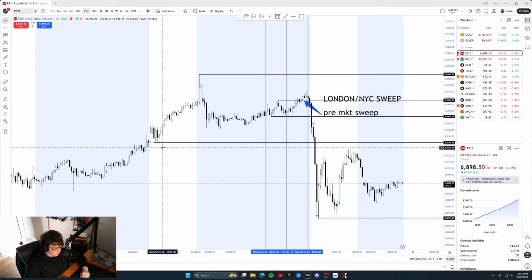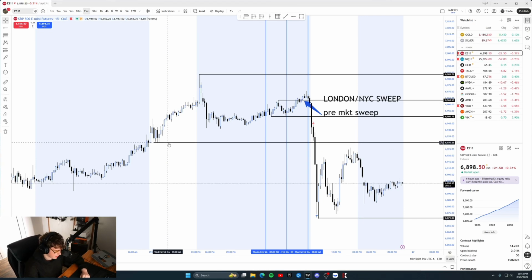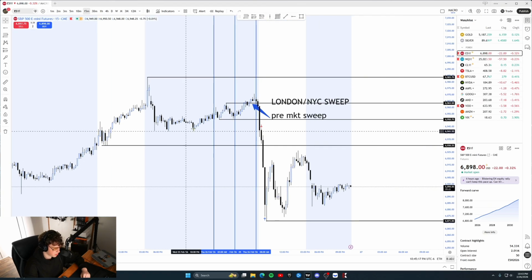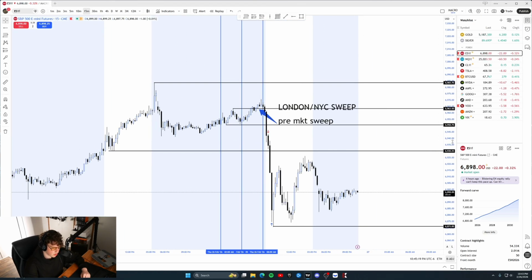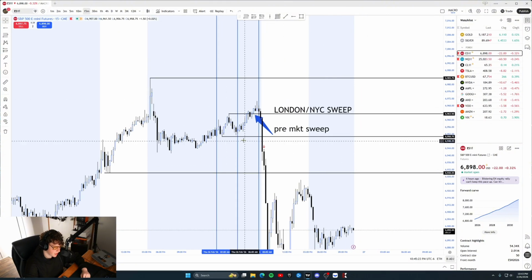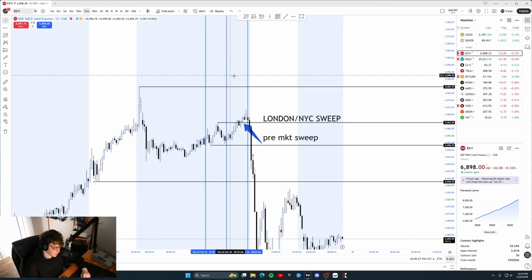We got the lows from yesterday right here, and then we got the highs from yesterday up here in terms of liquidity. So this was yesterday's high, this was yesterday's low. So keep that in mind. And then we got London session low and London session high, and then we got pre-market. So that's pretty much what all the lines represent.